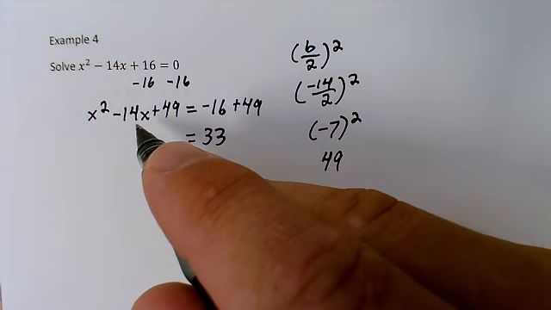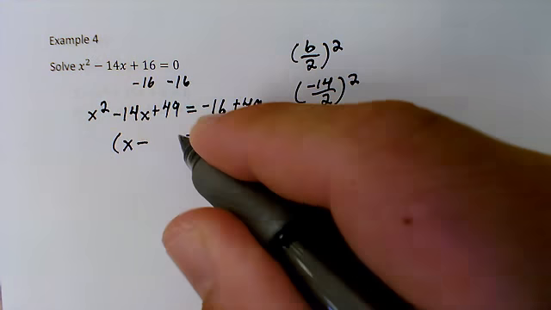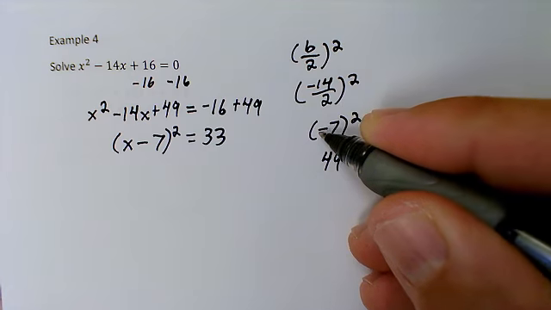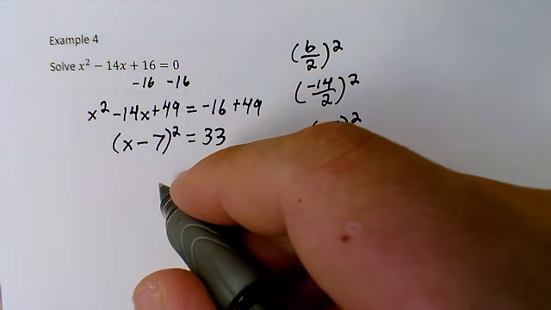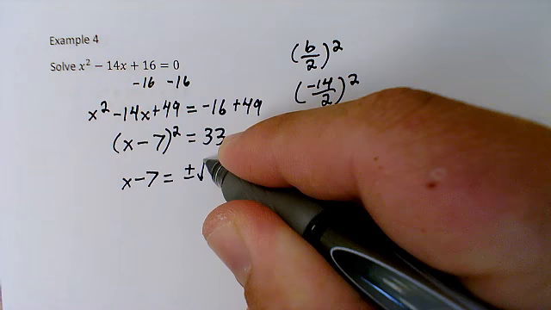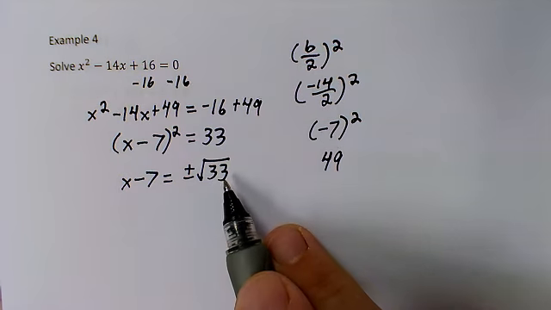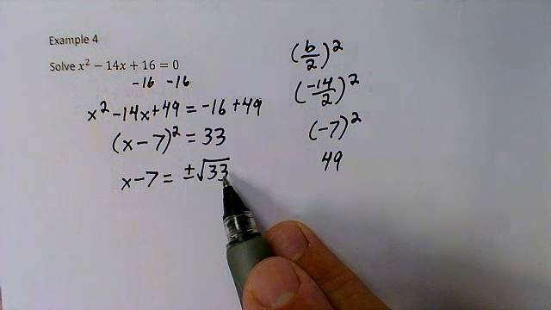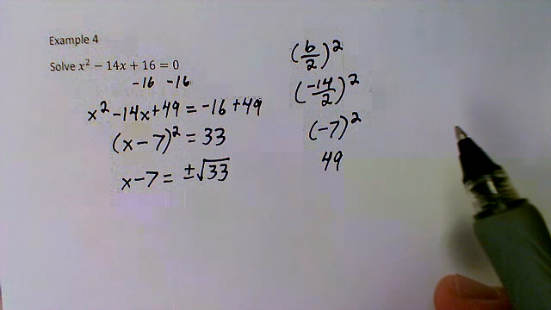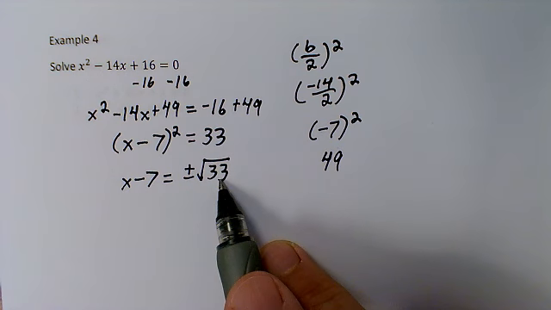This over here I'm going to write in its factored form, which is going to be x minus 7 squared. If ever this value is positive, that would be positive. And now I'm going to have plus or minus the square root. Now, 33 is not going to be able to be simplified, and the reason for that is none of my perfect squares will divide into 33. So 4 won't, 9 will not, 16 nor will 25. So since it will not have a perfect square divided into it, I'm going to leave it as such.